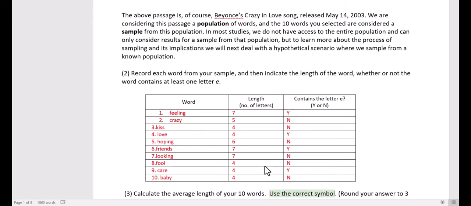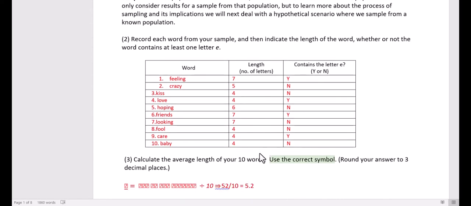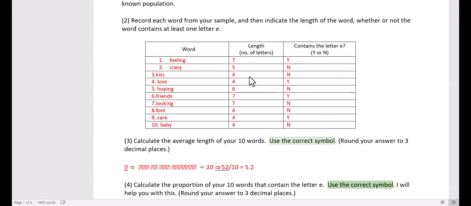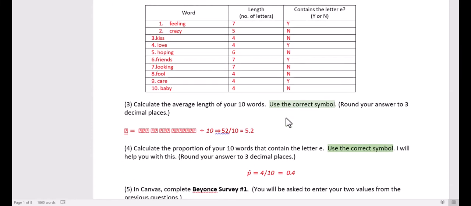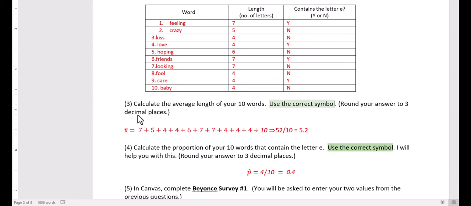So in this case, each of you have taken 10 words. These were my 10 words. And then I counted the number of letters and then whether it contains the letter E or not. And so then we're going to calculate the average length of the 10 words. So for me, this is the sum, and the proper symbol is X bar, right? Because this is the average of a sample. So I add them all up and divide by 10, which gives me 52 divided by 10.